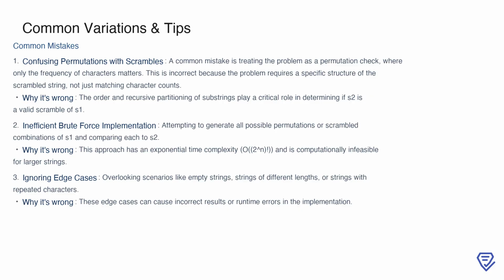Another mistake is attempting a brute force approach by generating all possible permutations or scrambled combinations of the first string and comparing each to the second string. While this might seem like a thorough method, it quickly becomes computationally infeasible due to its exponential time complexity. Lastly, edge cases are often overlooked. For example, strings of different lengths, empty strings, or strings with repeated characters can introduce subtle bugs or runtime errors if not handled properly. It's essential to account for these scenarios in your implementation to ensure correctness and robustness.